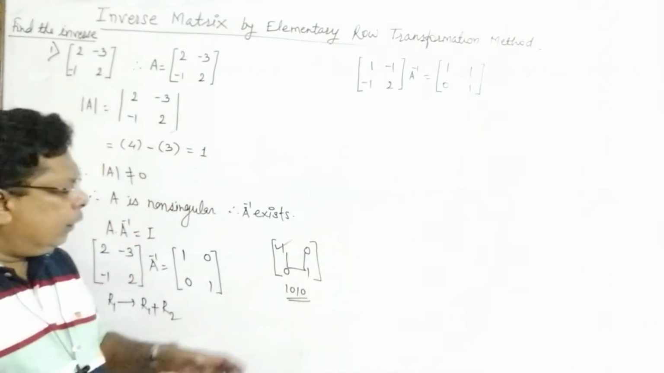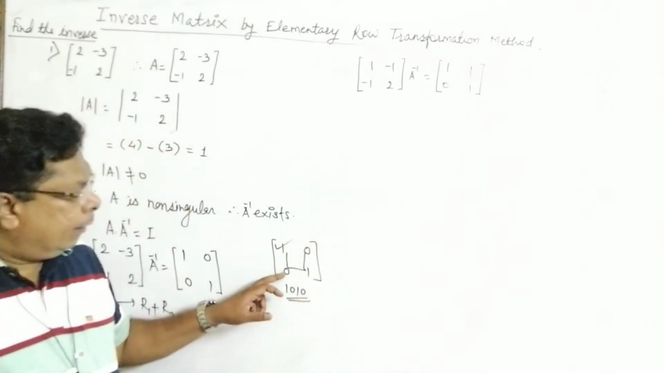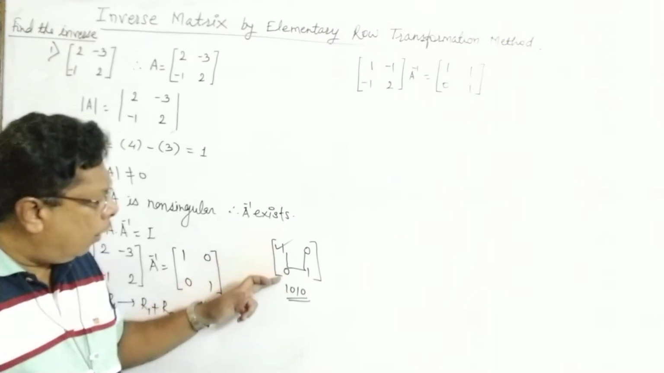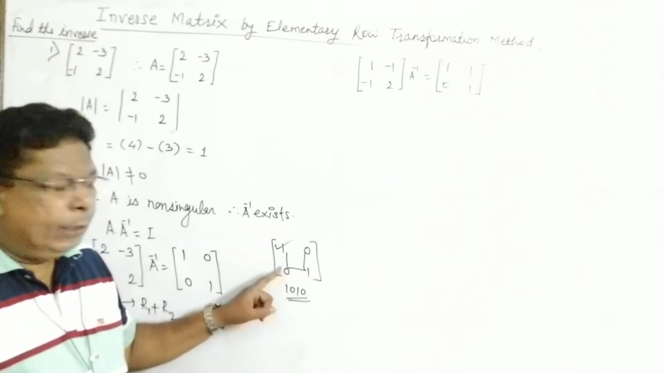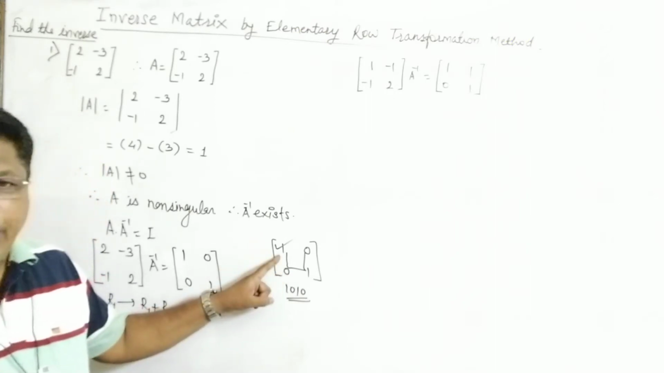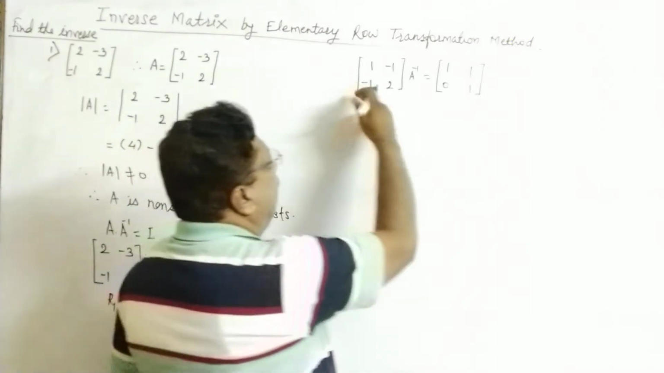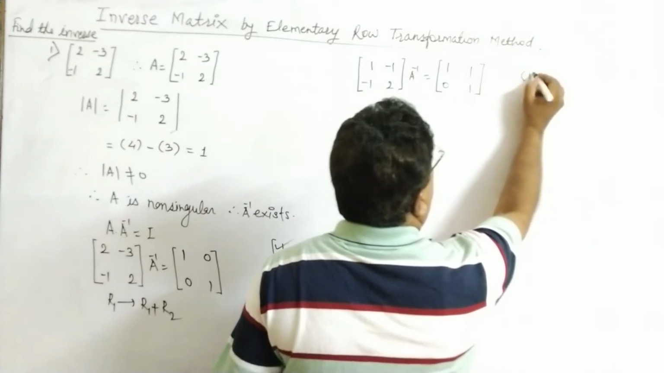Second step, bring 0 in the place of A2 1. उस कॉलम में नॉन डायगोनल एलिमेंट 0 करना है. To bring 0 here, your operation must be with the diagonal element. So what is the diagonal element? Diagonal element is 1.